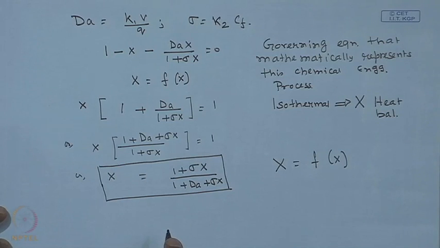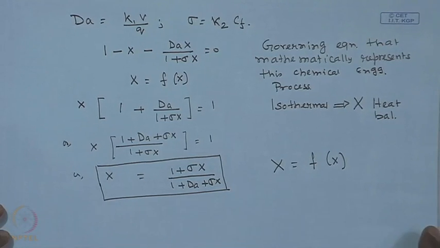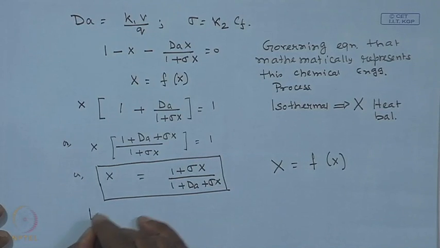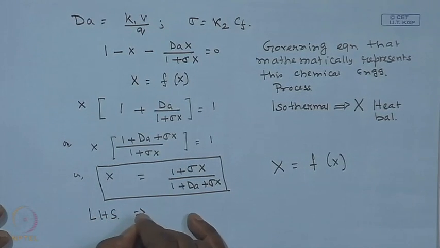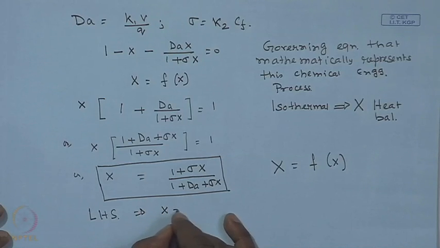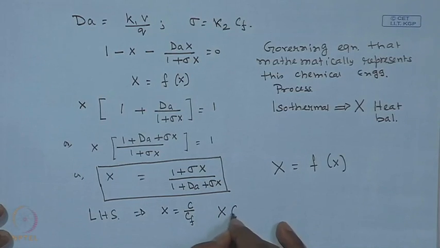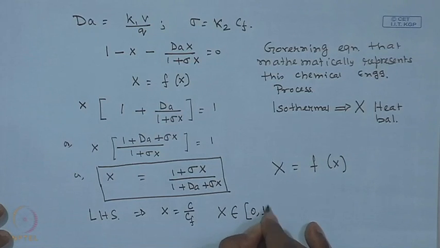Now, if you see the domain of the variable on the left hand side, what is X? X is nothing but C by Cf. So, the maximum concentration of C should be Cf and the minimum should be 0. So, X must be lying in the domain 0 to 1.